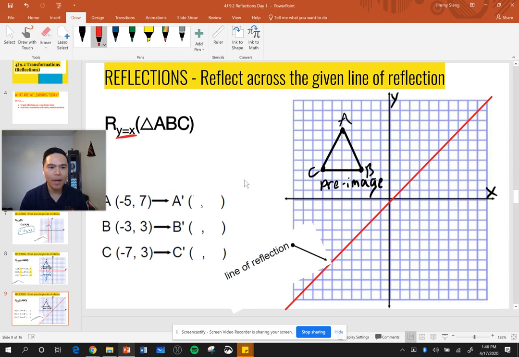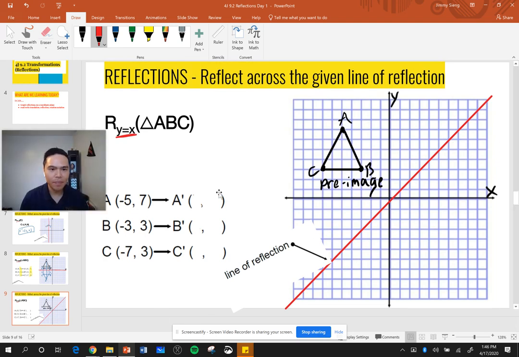Okay, so I have triangle ABC. The points are given as -7, -5, comma 7, and so on. I need to reflect it over the line y equals x, okay? So if I was to do this, let me do this in green.